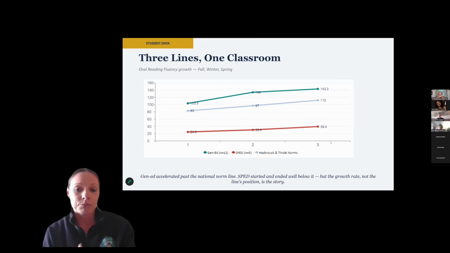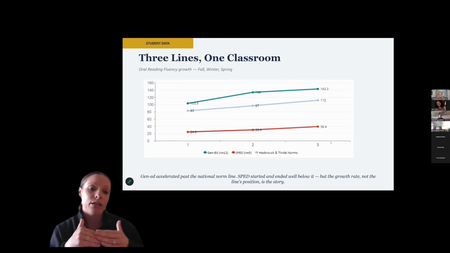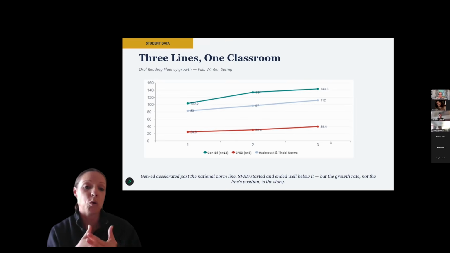The line at the bottom in the red is my SPED identified students. You can see at the beginning of the year, their average oral reading fluency number was 24 words per minute. Throughout the year, they moved up to 39.4 words per minute. You can also see that middle line, that is the Hasbrook and Tyndall norms for third grade. So typical third graders, to be at the 50th percentile, should be reading 83 words per minute at the beginning of the year and 112 by the spring. So you can see my SPED group was significantly below that, but they still managed to grow throughout the year.